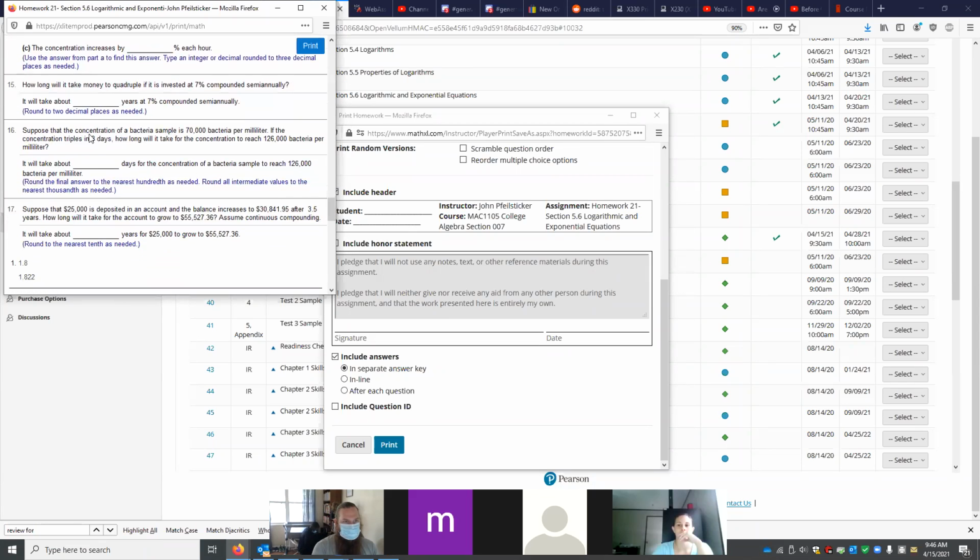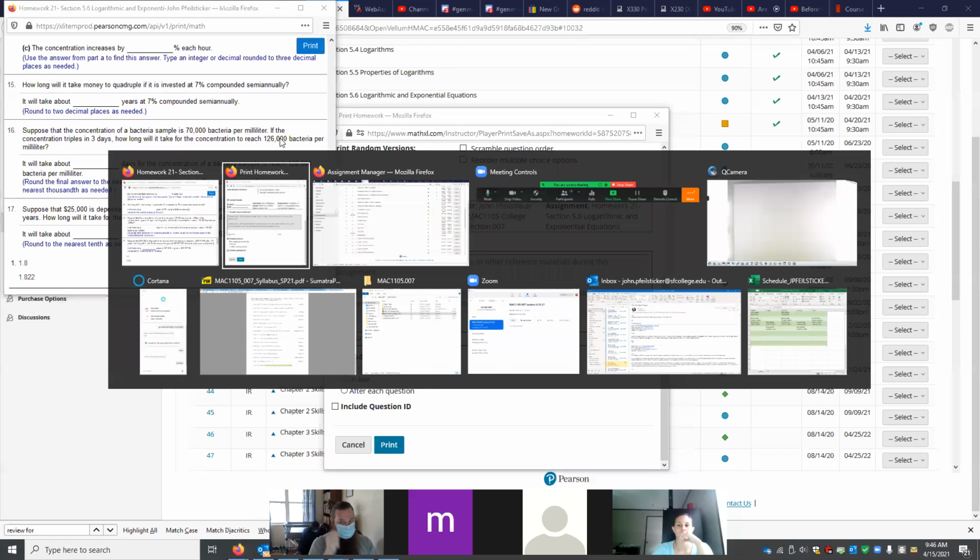Yeah, okay, so the concentration of bacteria sample is 70,000 bacteria per milliliter. If the concentration triples every 3 days, so that's what's going to tell us how fast our function is growing. That's going to give us the base and kind of power structure of the exponential. How long will it take for the concentration to reach 126,000 bacteria per milliliter? So let's get this down.